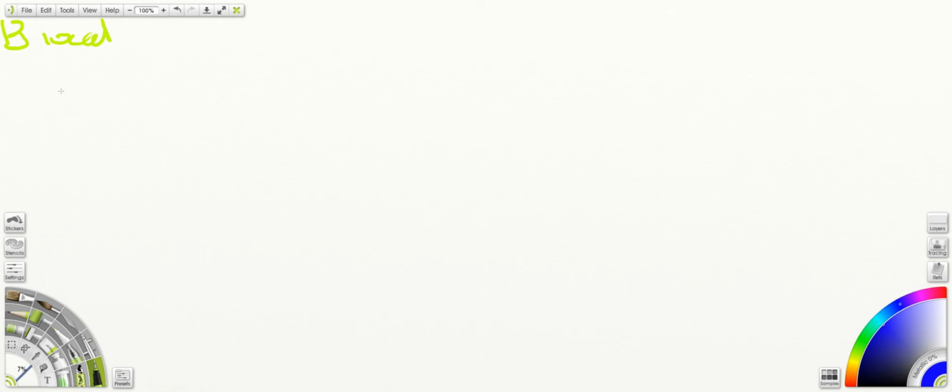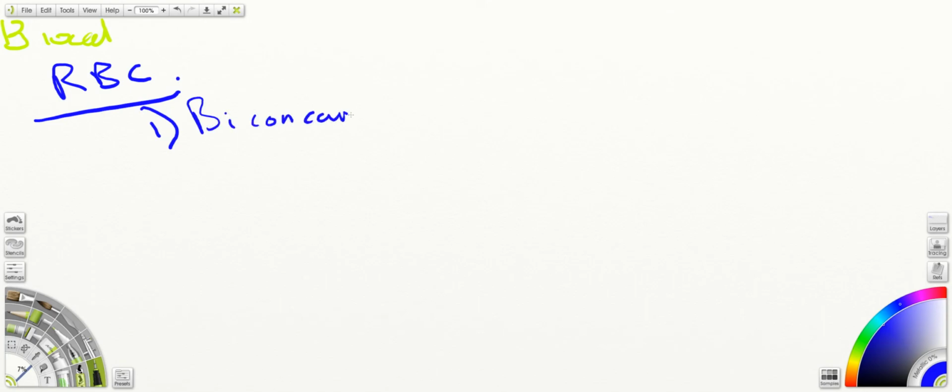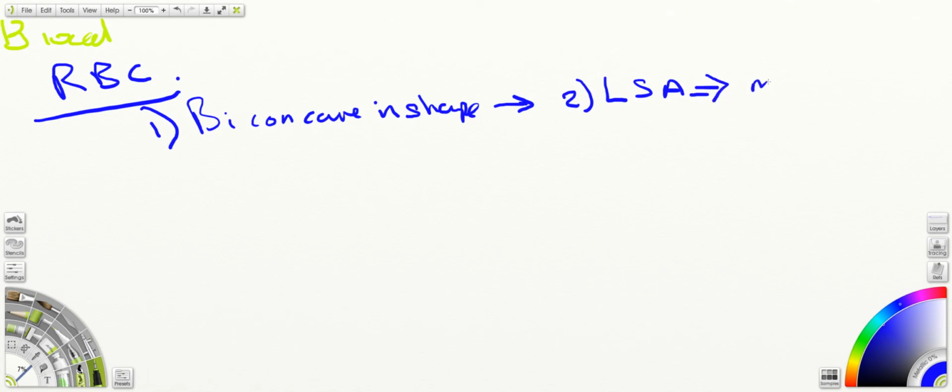Now we're gonna look at the different components of blood. Number one, we're gonna look at red blood cells. So what can I tell you about red blood cells? Well, number one is they are biconcave in shape. This allows it to, number two, have a large surface area. Why is that good? So that it can carry more oxygen.